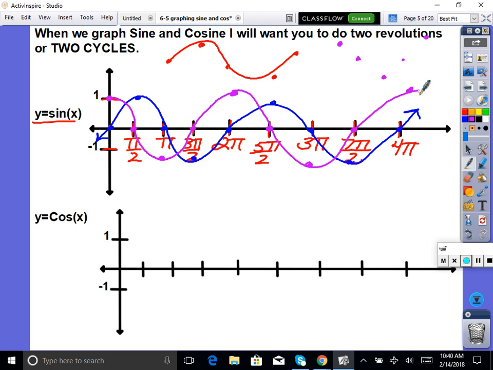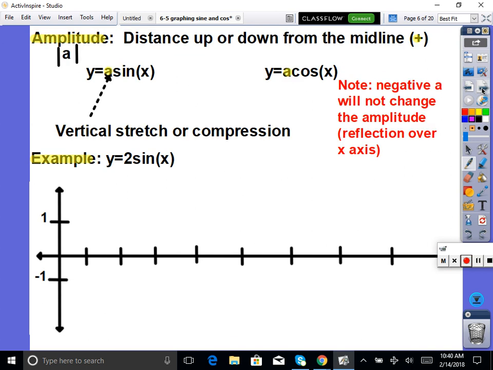So isn't sine and cosine the same graph, really? Just one is shifted? Yeah, it is true. That is true. If I took, so sine starts at 0. If I took and brought this point, because it goes up first, right? If I shifted this back to here, they'd be the same graph. Okay, so here we go.